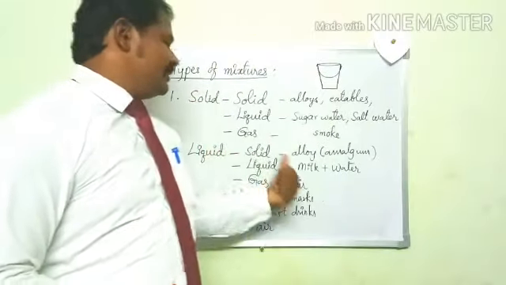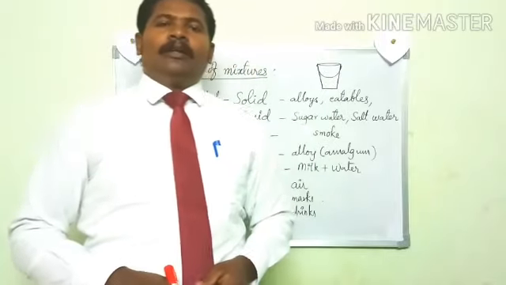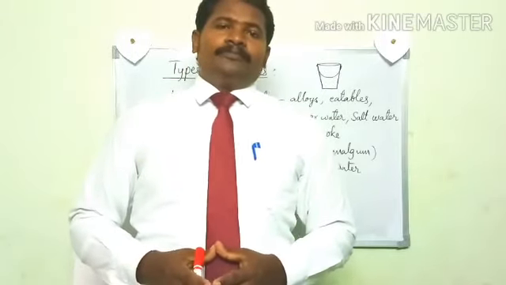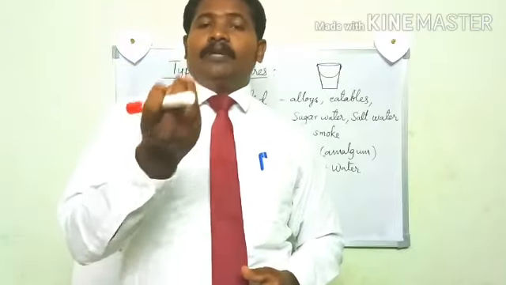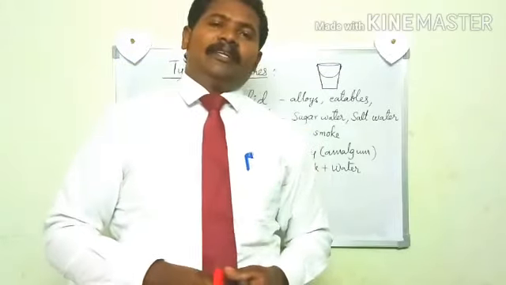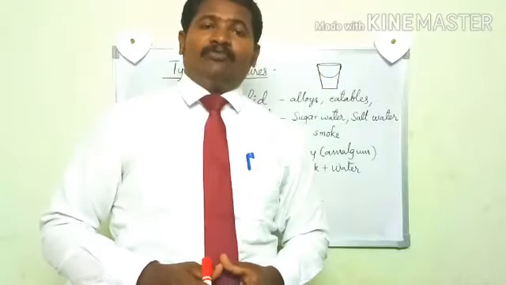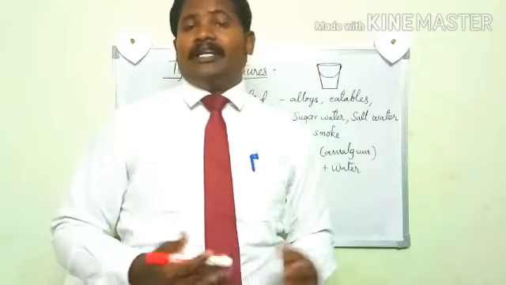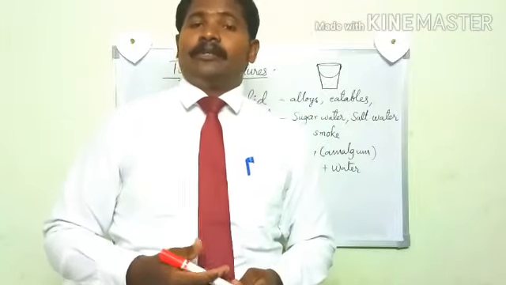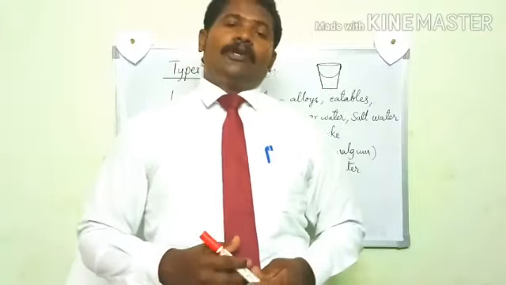The next, liquid in solid. So here the best example is amalgam. Amalgam means a liquid metal. Mercury is present in solid metals, which we use for filling tooth cavities. That is amalgam, and we even use this amalgam as a catalyst in some chemical reactions.